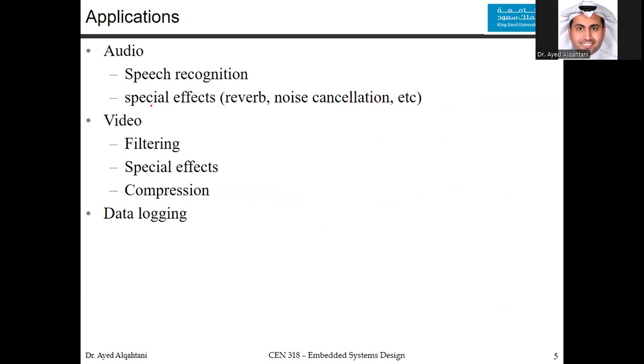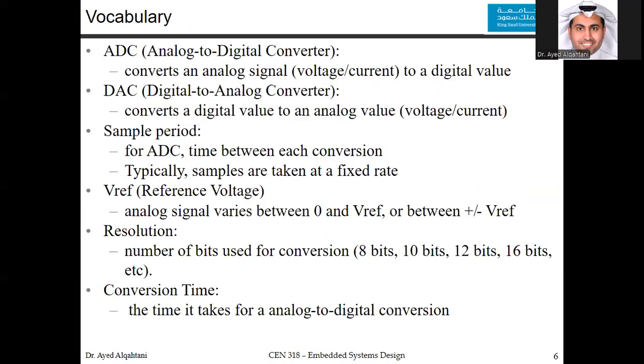Sometimes we use this for special effects, like the reverb, noise cancellation, etc. For the video, we could use filtering, special effects again, compression, and so on. Even as an application, we could use digitizing for data logging as well. Again, we will formally define the terms or the vocabulary around this subject.